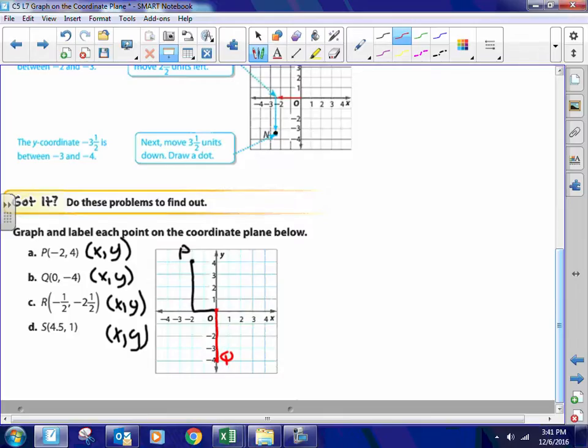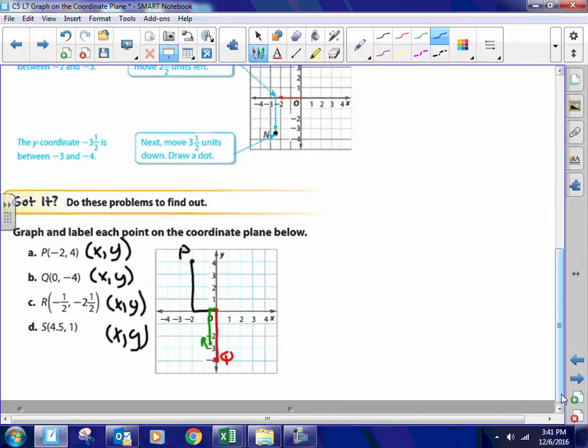Our R point, I'm going to do in green, is -0.5. So we go over here, -0.5. It's going to be right here, okay? And then we go down, -2.5. So we go all the way down to this point right here. That is our R coordinate, all right? Our little grid here is getting very, very crowded, all right?